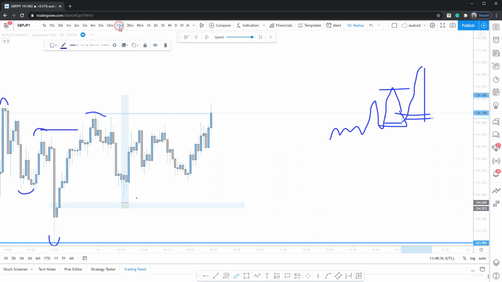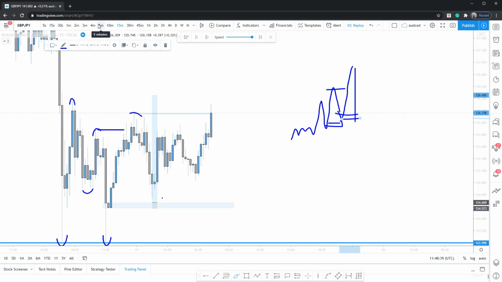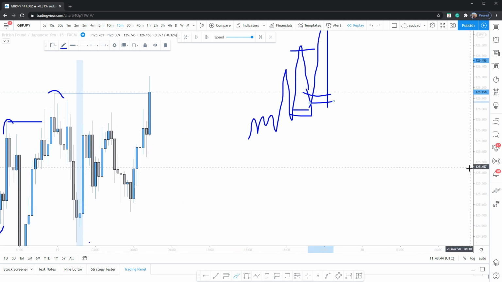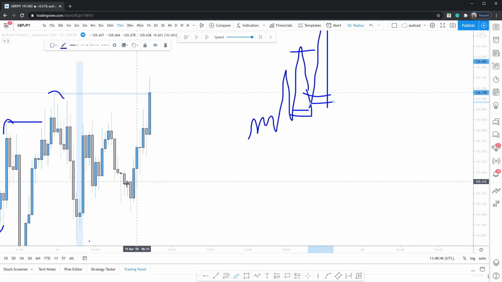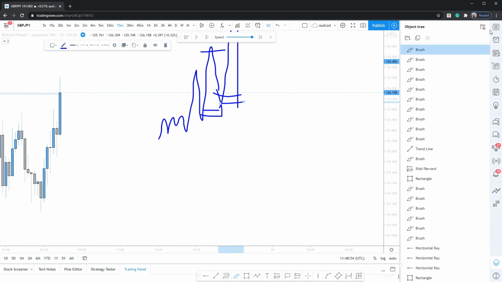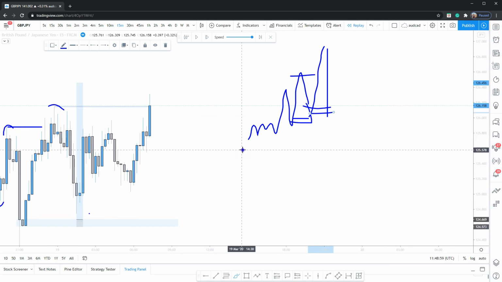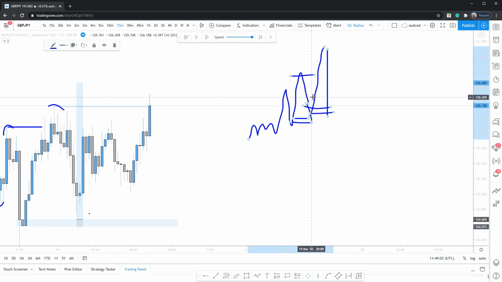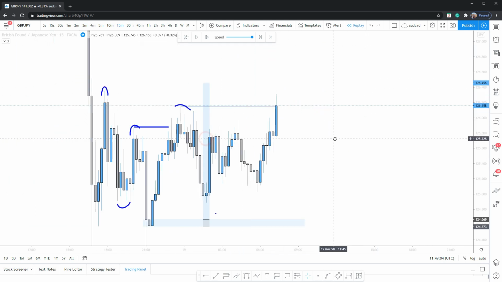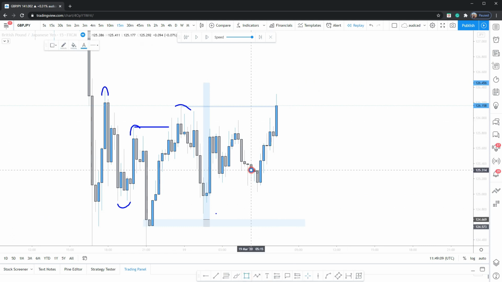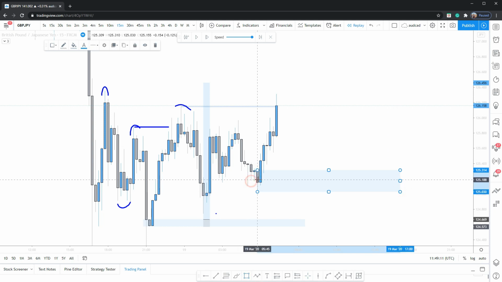If we go, 10 minutes I think is all I can go. 5 minutes, it won't let me go there. So if we think about where the structure break actually originated from, this OB sitting below here. Let me get rid of my drawings again. So it was control. And okay, we've broken structure, and we found that this is the OB that created that move. That is the generator for this move.